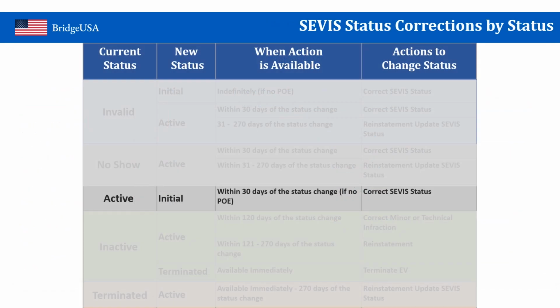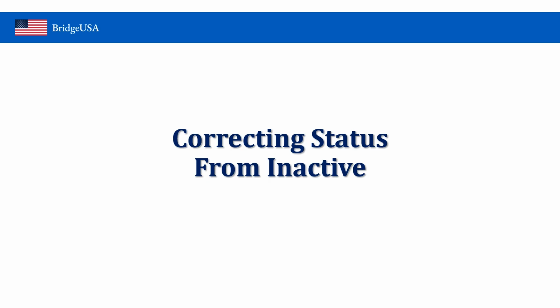To change the status of an exchange visitor's record from active to initial, you can use the Correct SEVIS Status function. This should only be done if there is no port of entry data on the record. Now we will talk about correcting status from inactive.